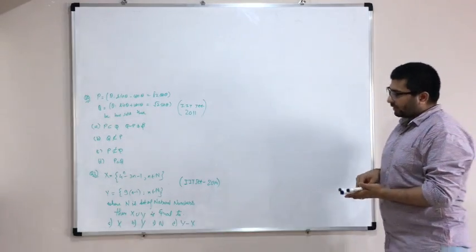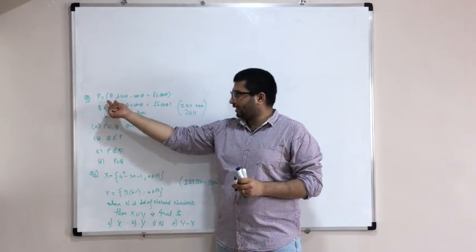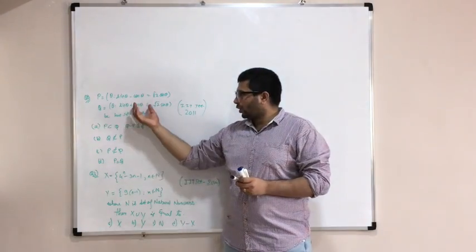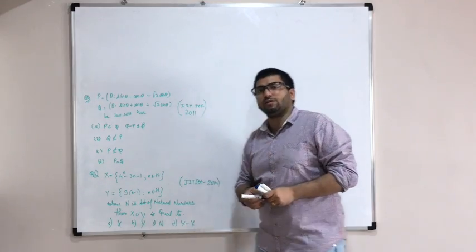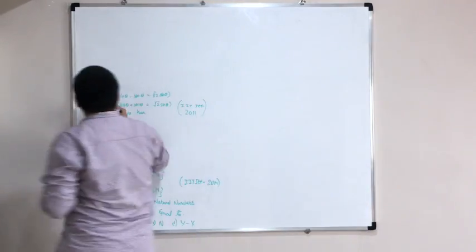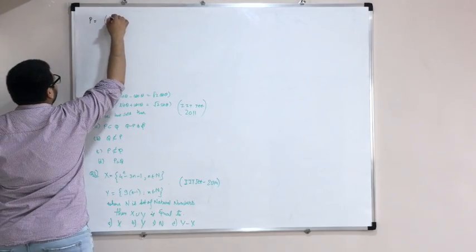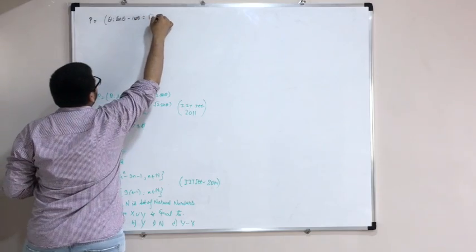Number 2 says a set P is given as theta such that sin theta minus cos theta is root 2 cos theta. Okay. The question may look big, but it is not as big as you are thinking. The question is very simple. Give it a try. Let's see set P first. What does the P set say? P set is nothing but theta such that sin theta minus cos theta is root 2 cos theta.